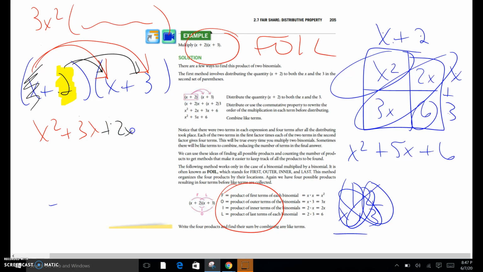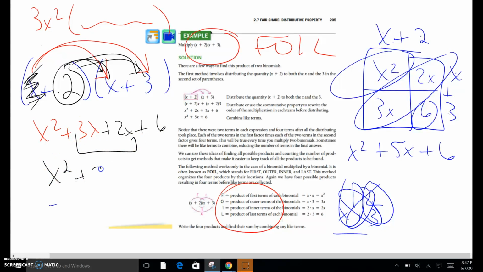Because I've got to multiply everything by x, if I cover this up with my finger, then I've got to distribute the x, and if I cover this up, I have to distribute my 2. And so if this is my 2, then I get 2x and 6. So then again, collect like terms, and I still get the same answer. So you have lots of options. I kind of like the box, but you do what you want.